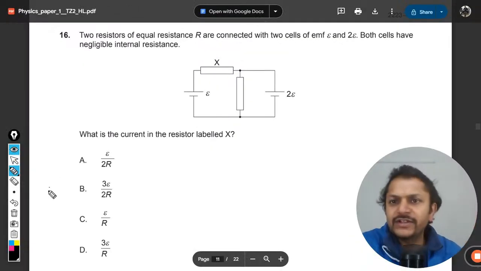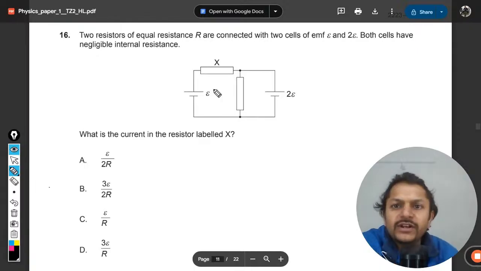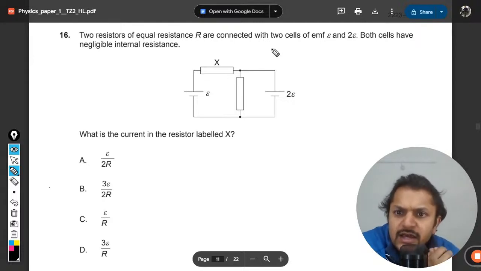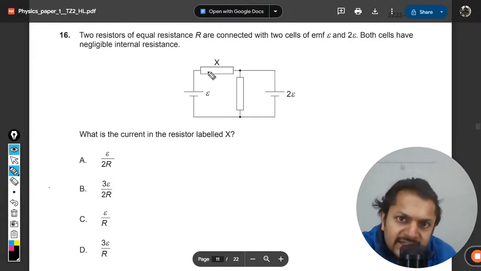Okay, dear student, let's see what is there in this question. Two resistors of equal resistance R are connected to two cells of EMF E and 2E. Both cells have negligible internal resistances. What is the current in the resistor labeled X? So you want to find the current in this.